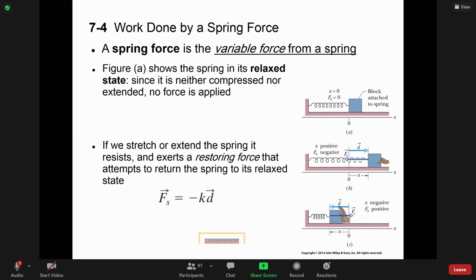Now imagine I will extend the spring, pulling it to the right like this. If I try to extend the spring, it will do work.